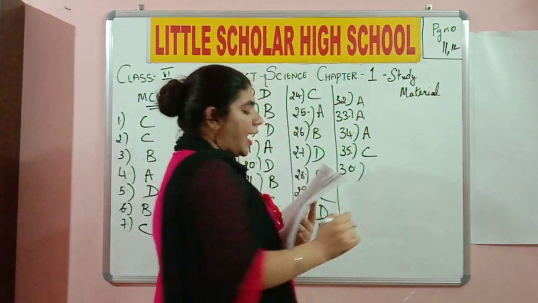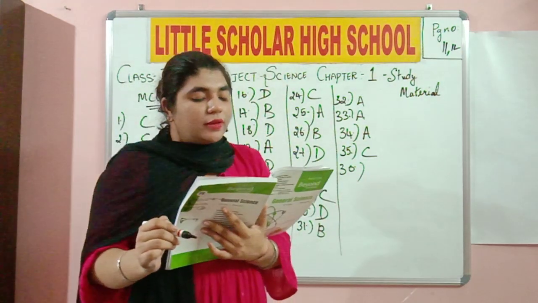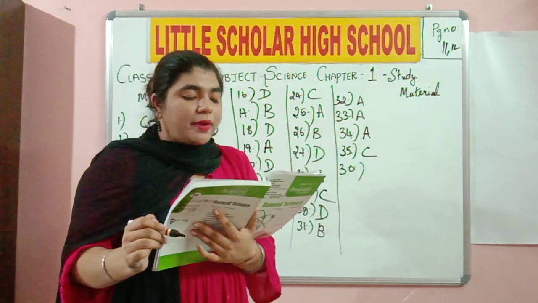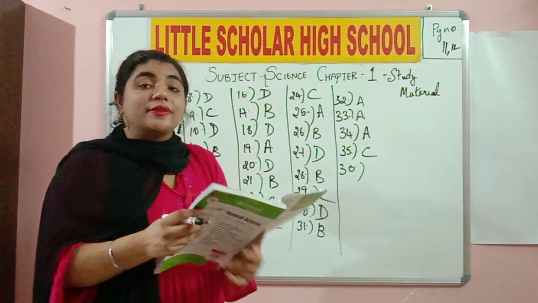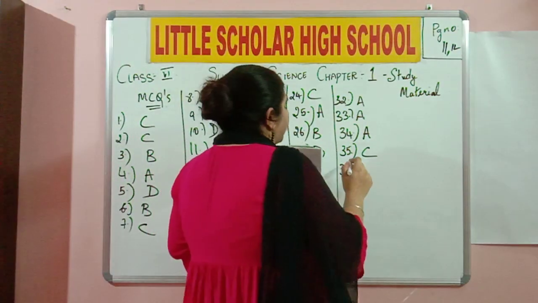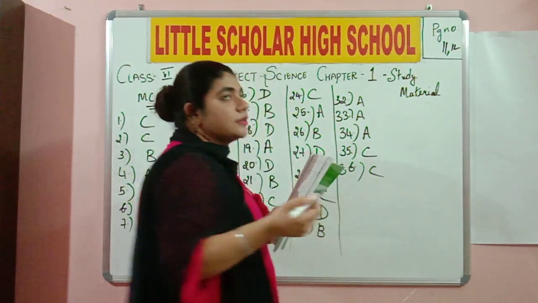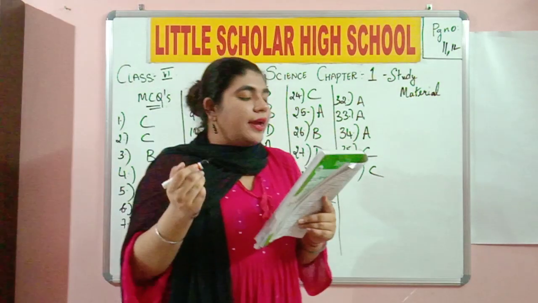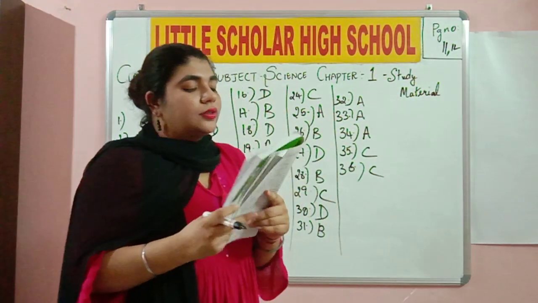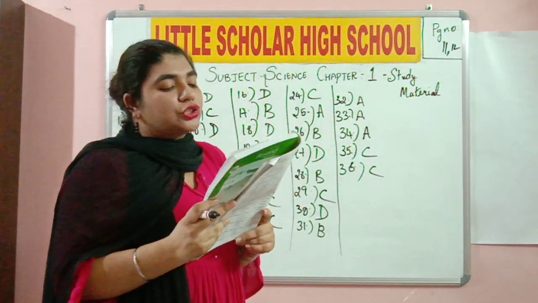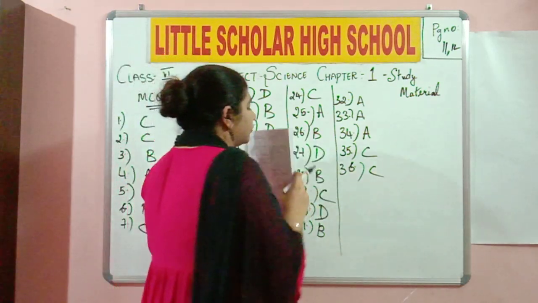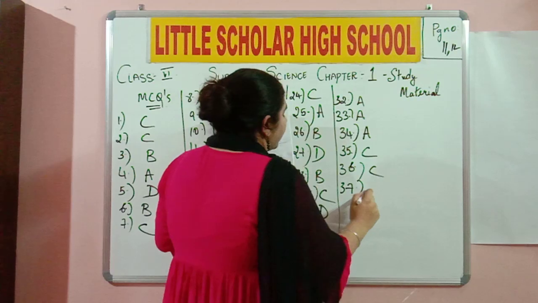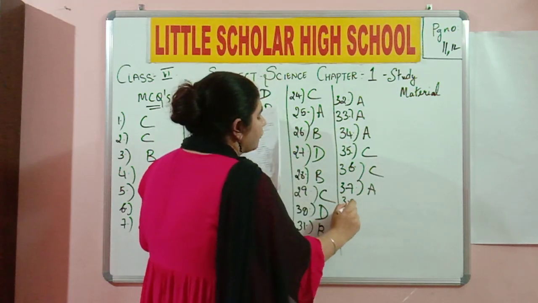36th one. The habit of eating all variety of vegetables, food items makes us strong, of course. Energetic, yes. So it is option C, both A and B. It is a good practice to include vegetables and fruits in your diet. 37th one. We see fish being dried for preservation. Drying is one of the methods that is used to preserve fish.